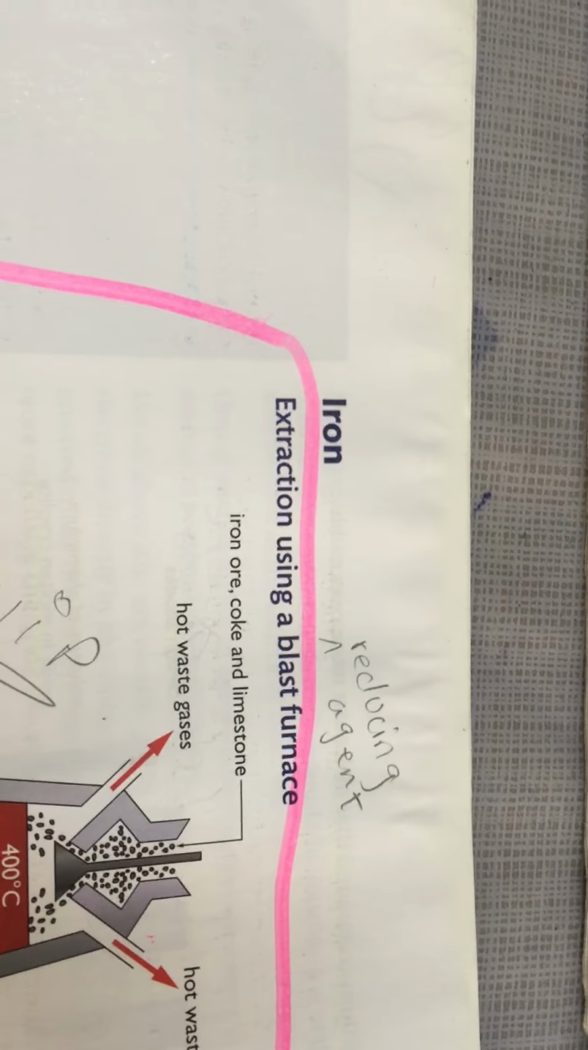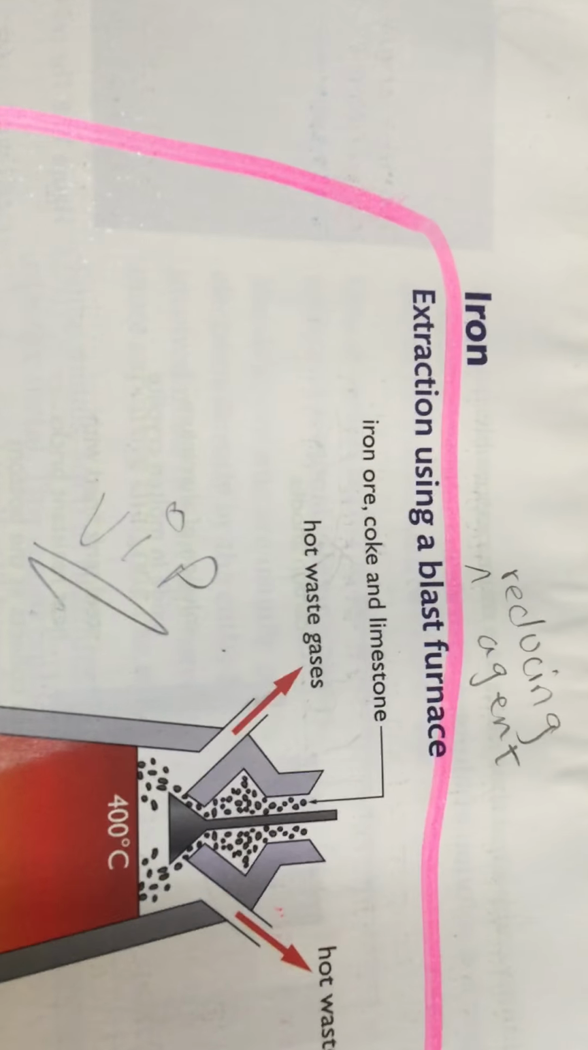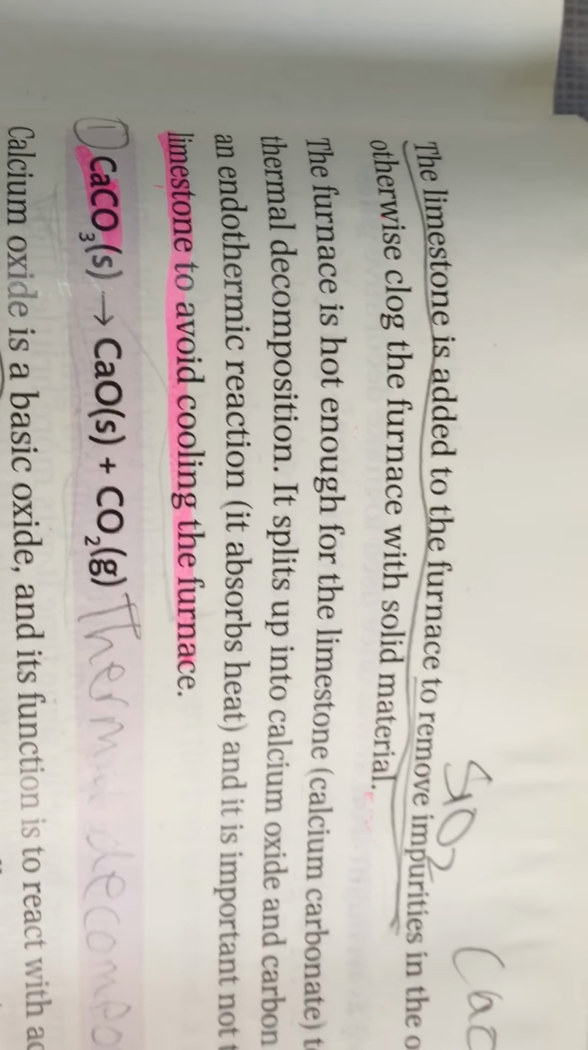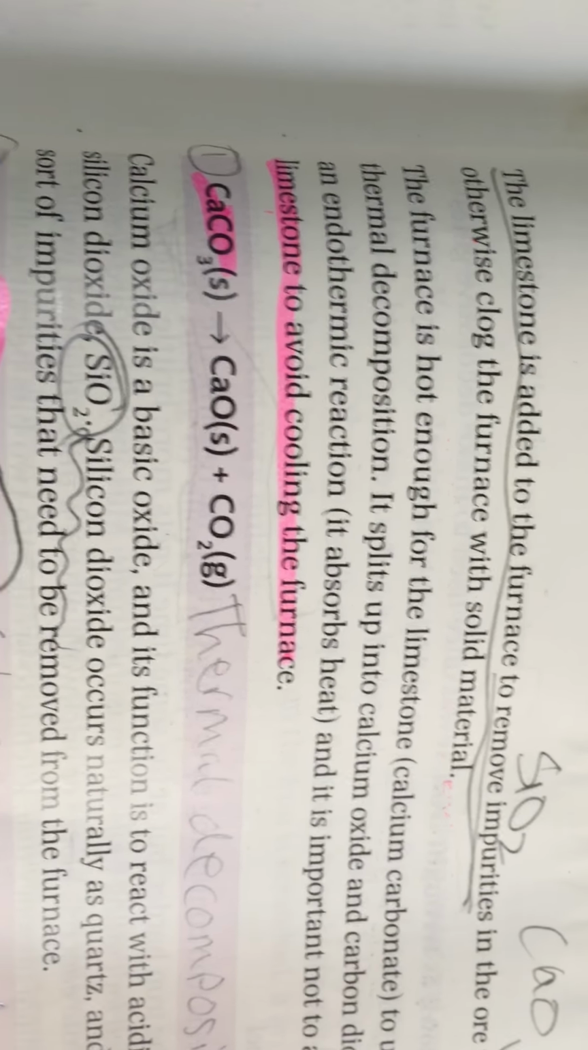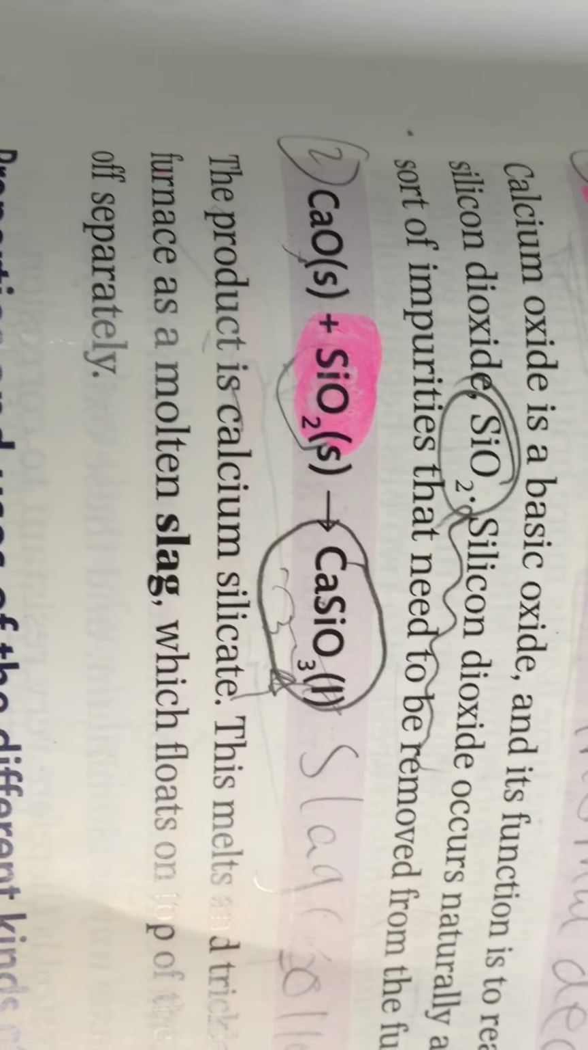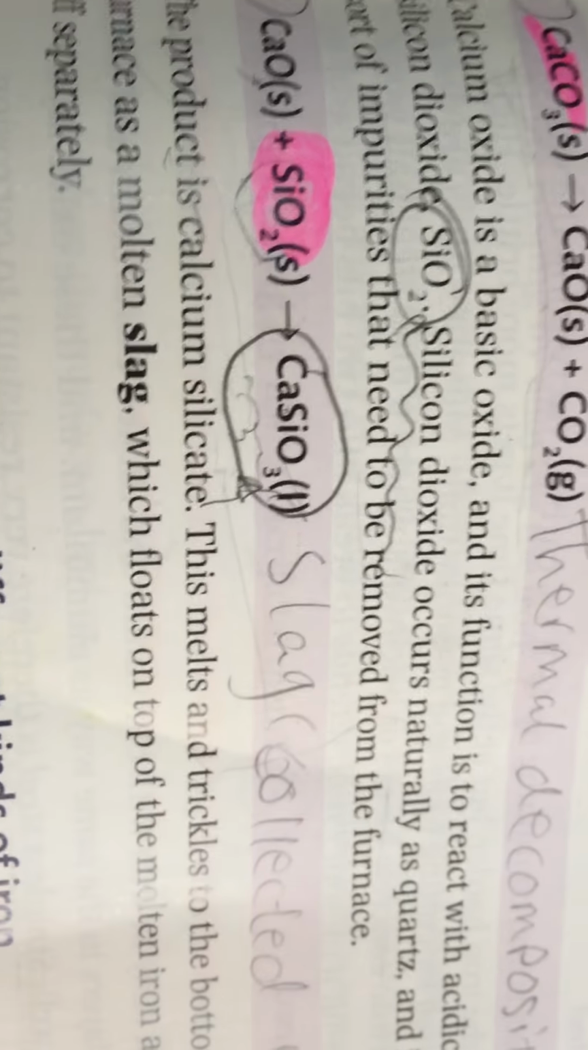Okay, so the iron ore is the source of iron. The coke is the source of reducing agent and also source of energy. Okay, these equations are important. And why we add calcium carbonate, limestone: it splits into calcium oxide, which with the impurity silicon dioxide makes slag, or calcium silicate. Okay, let's talk about the kinds of iron.